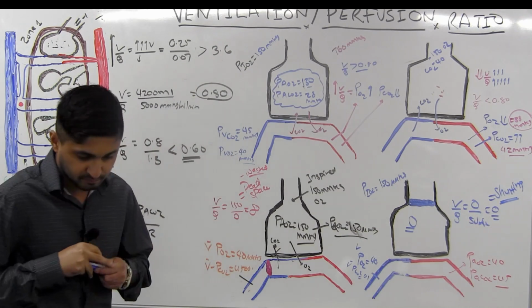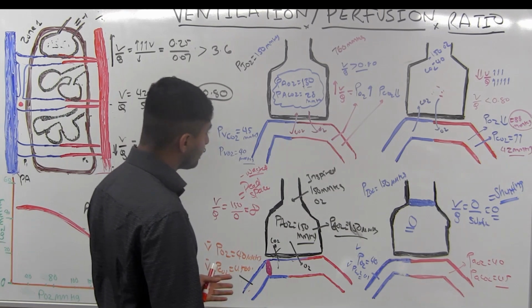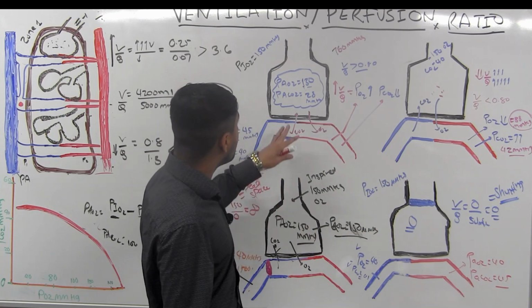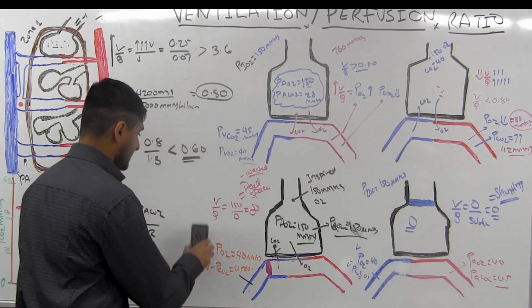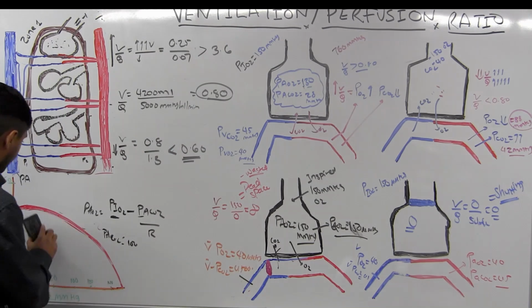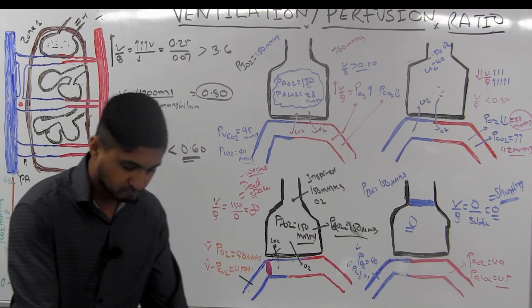Now, a couple of things I have to make clear: you don't want to get confused between dead space and shunting, or with the VQ mismatch, higher VQ or lower VQ. The reason why is, remember, let's look at this graphically. If I make this graph down here too, we'll talk about this too.